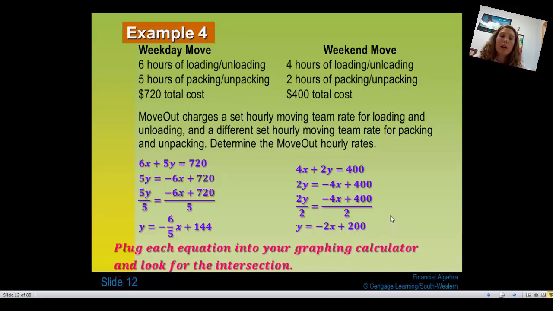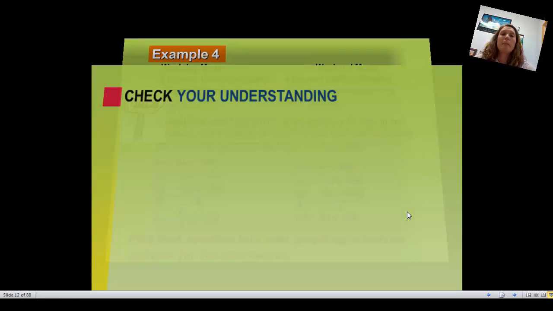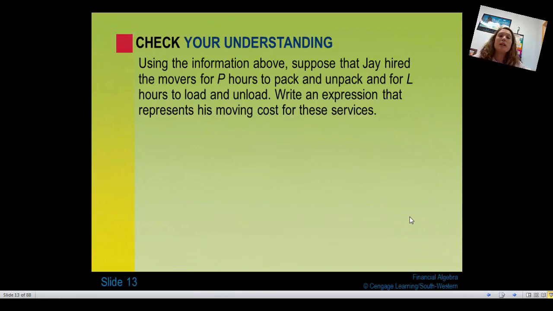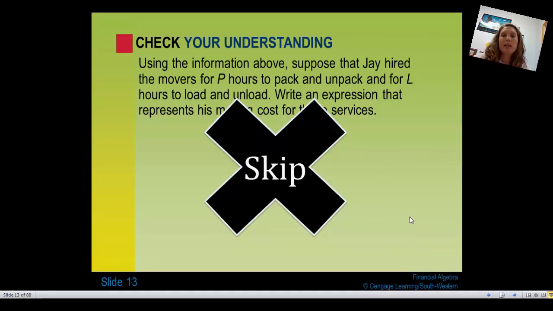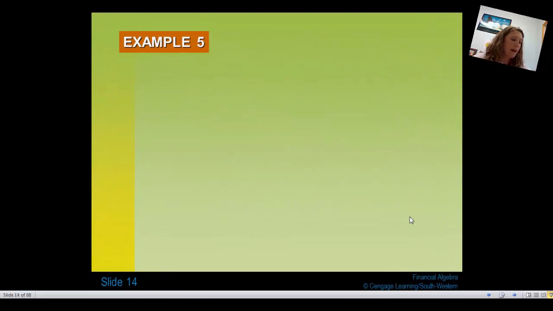So you're going to go ahead and plug each equation into your graphing calculator and look for their intersection point. So you can either do calculate, intersect, or you can scroll through your table and find out what your x and your y values are. So you need to go ahead and finish this question in your notes, please. The check your understanding, we're going to go ahead and skip this, so please write skip in your notes. And on to example 5.